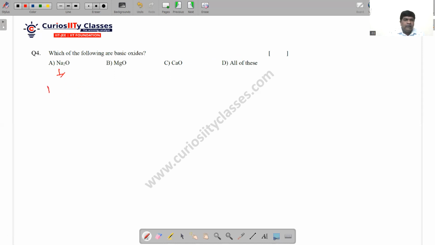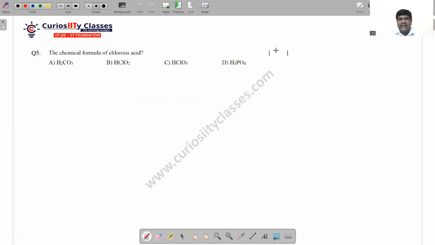Next, which of the following are basic oxides? Na2O, sodium oxide. Metal oxides are basic. MgO, magnesium oxide, basic. And CaO, calcium oxide, basic. All these are basic oxides. Option D is correct.